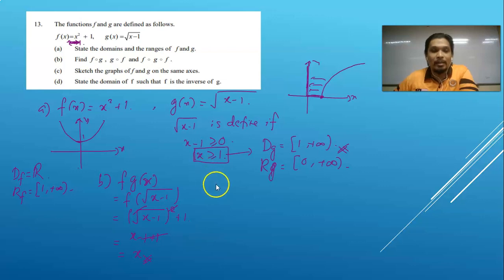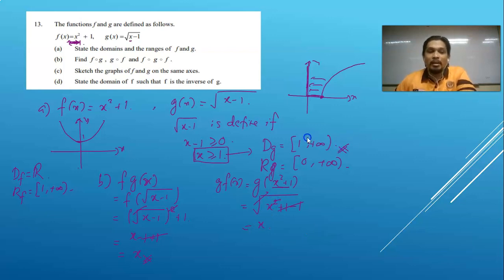And then gf(x). So f(x) equal to x squared plus 1, and substitute the function of f into x of the function g. Square root of x squared plus 1 minus 1. So 1 minus 1, and then the square root with the square, then x.